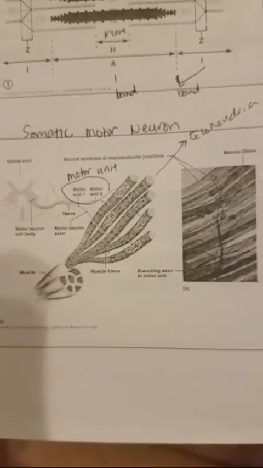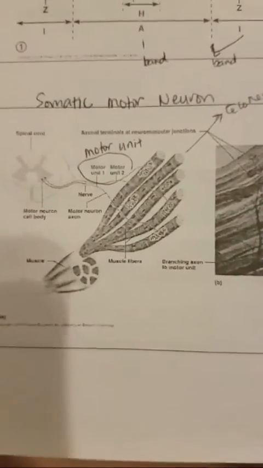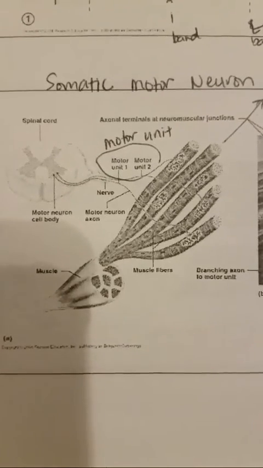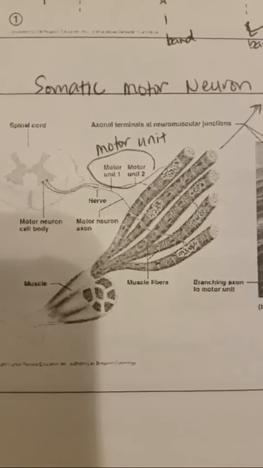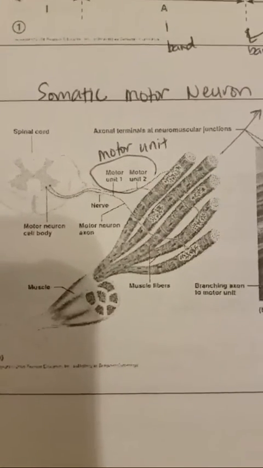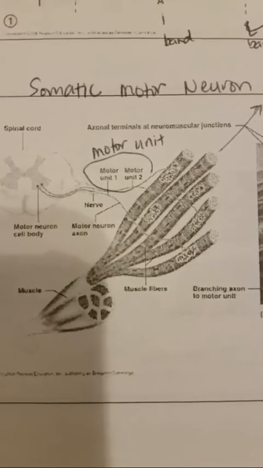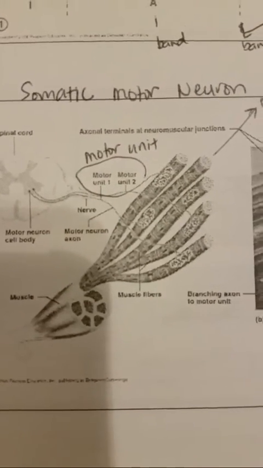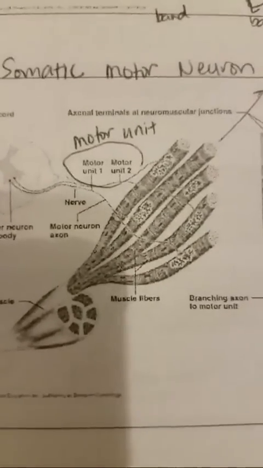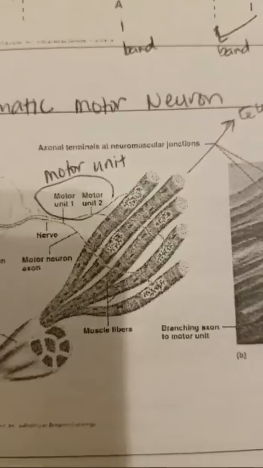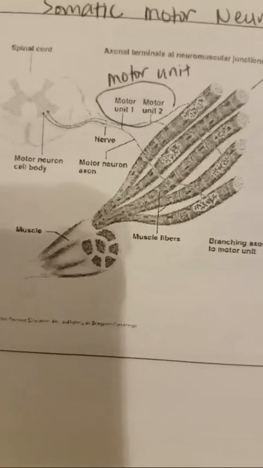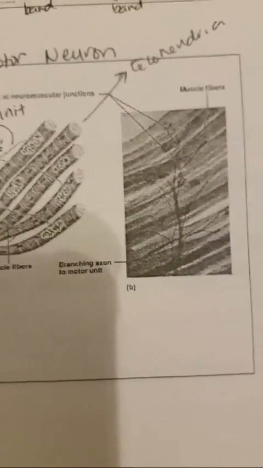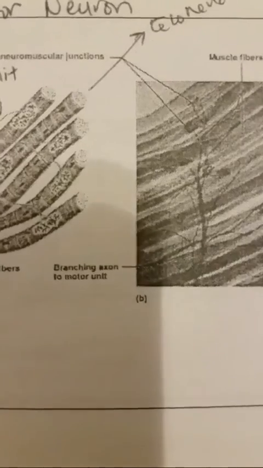And we have the somatic motor neuron. See what it looks like. Spinal cord, motor neuron, cell body, muscle fibers, and terminals of neuromuscular junction. Those are the muscle fibers. These are the ones inside the muscle. These muscle fibers and branching axon to motor unit.